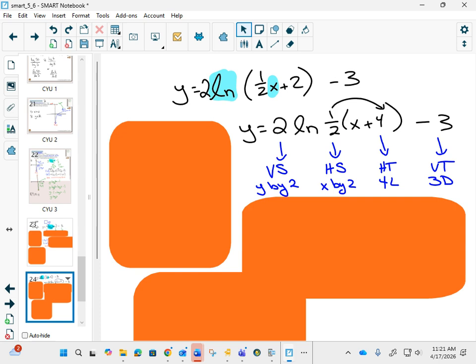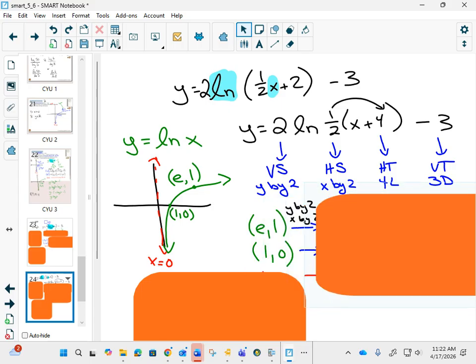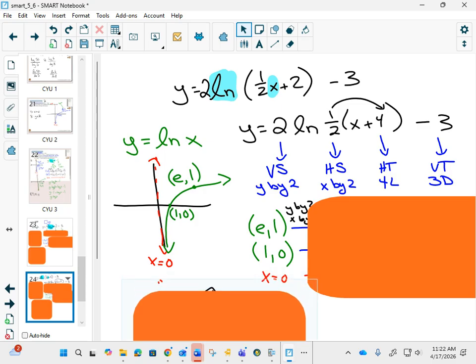So we draw our parent graph quickly. Because the base is e, you have e comma 1. Slide this over, this is our start. Those are the 3 things you're starting with. Tell me what points you end up with. I'll show you in a second.